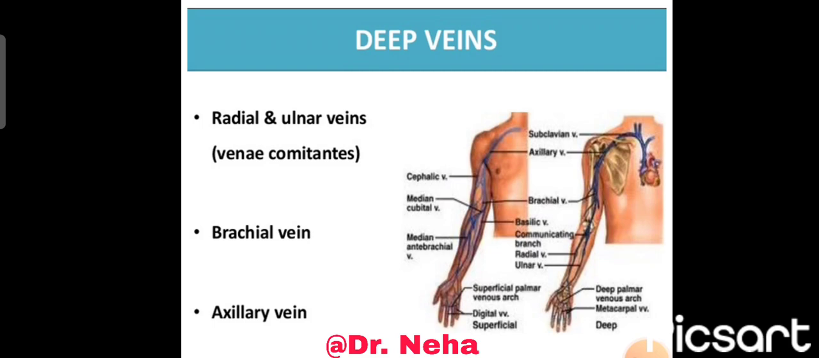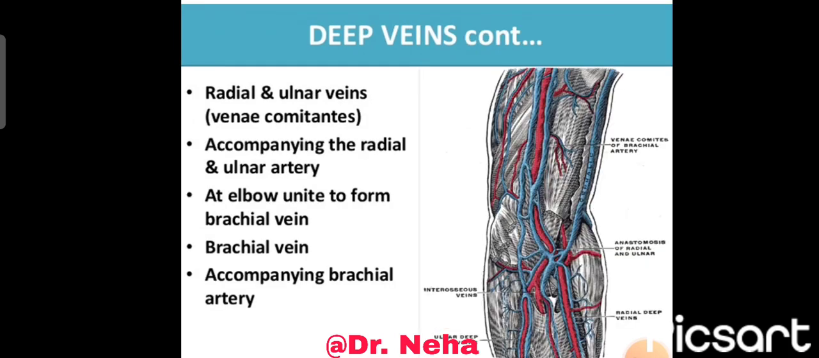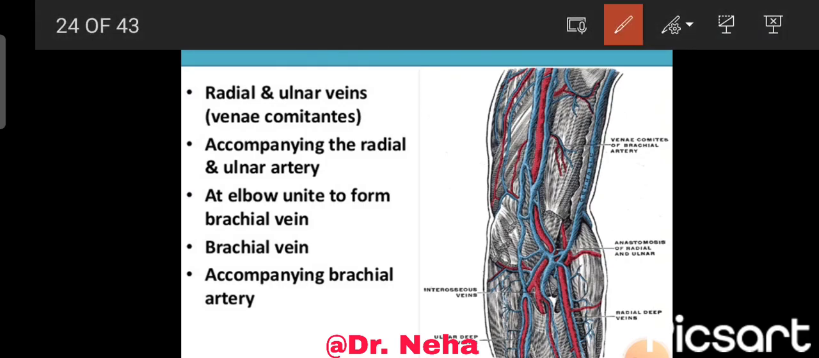Now the deeper veins of the upper limb. These include the venae comitantes of the radial and ulnar arteries, the brachial vein, and the axillary vein. The venae comitantes are the radial and ulnar veins. These accompany the radial and ulnar arteries, as we can see in the diagram. This is the ulnar artery, this is the radial artery, and this one is the ulnar artery. They are accompanied by the venae comitantes on both sides.